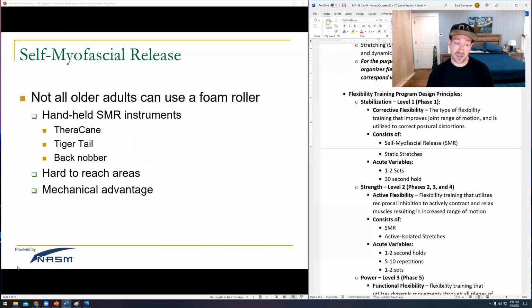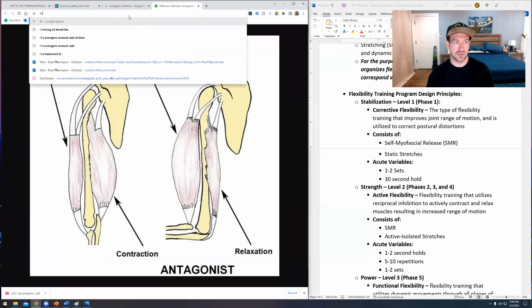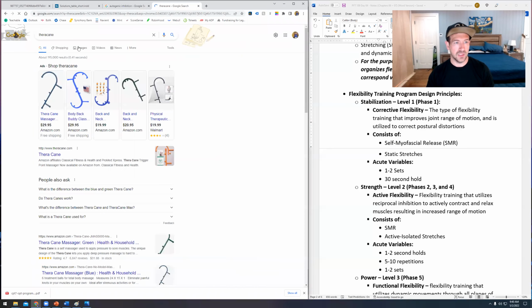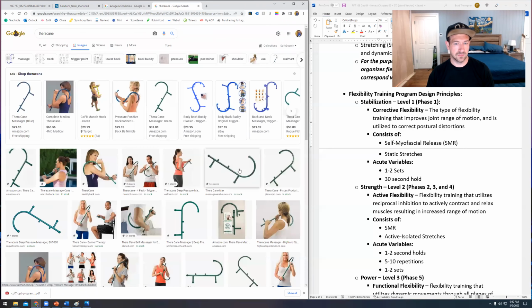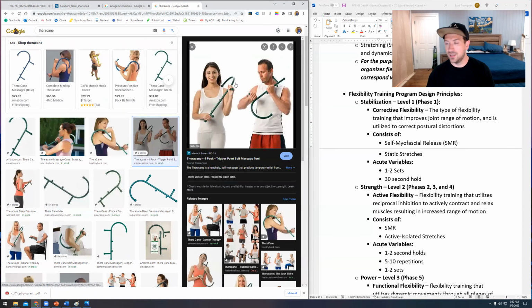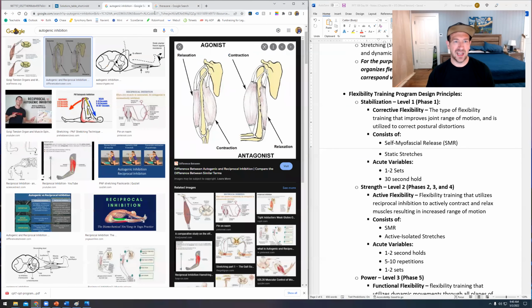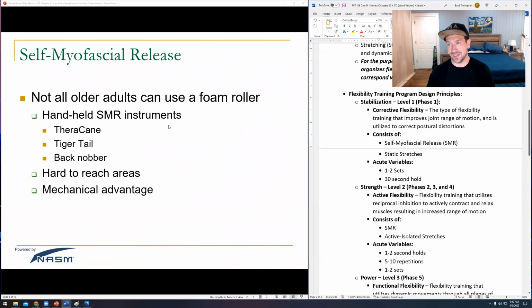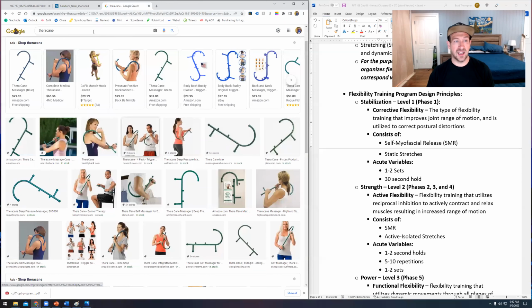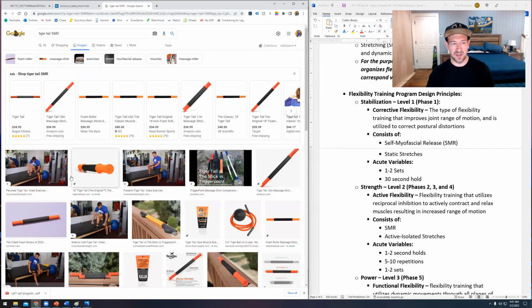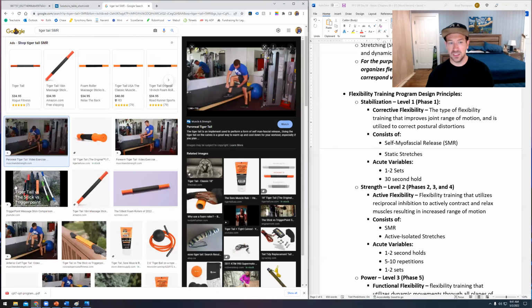They can use a Theracane, this little guy here. Right? It's a little knobber. These are $20, by the way. Get one. They are great. It's a really good tool to have. I use a massage gun, although I think it's a little violent for most senior clients. I use a Tiger Tail, this little foam rolly stick here, or I can use a lacrosse ball on the wall.